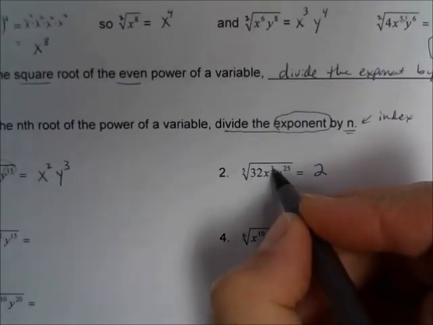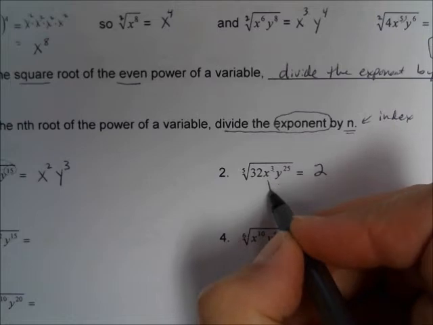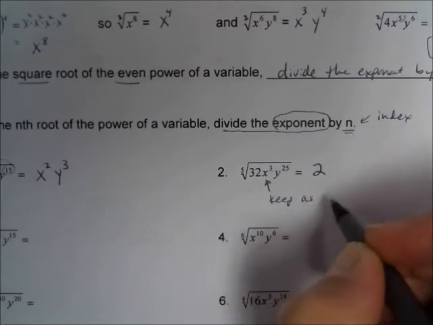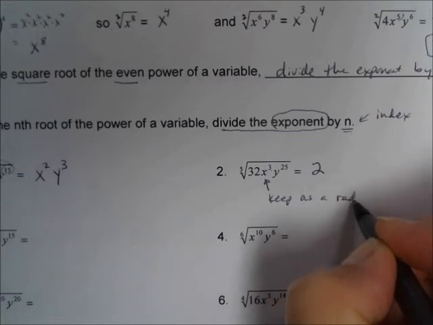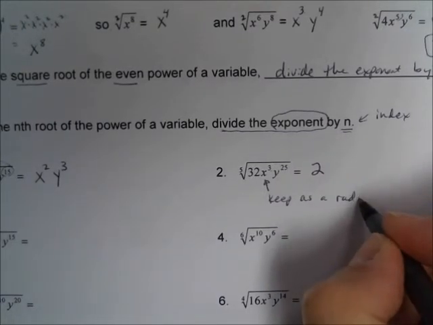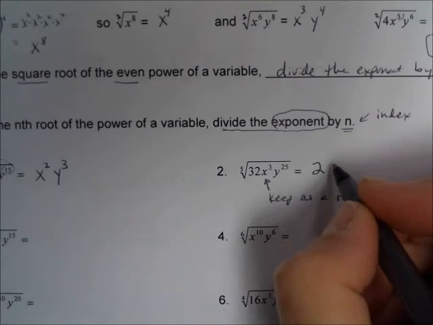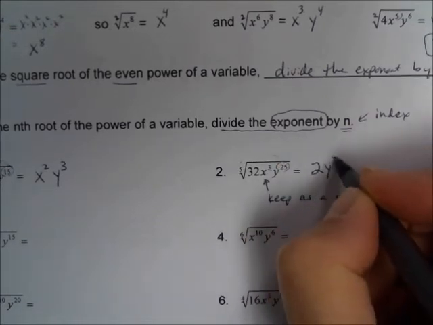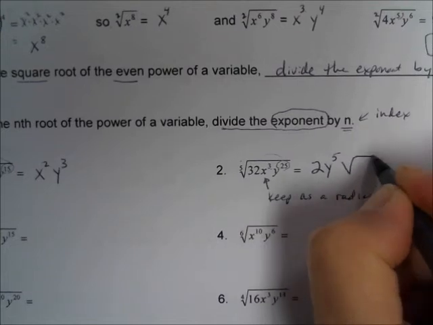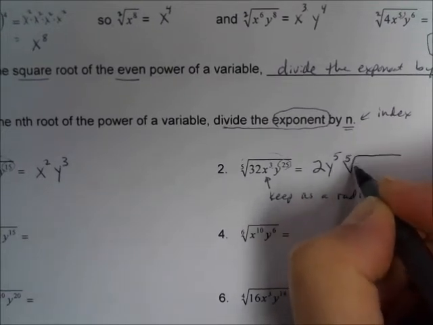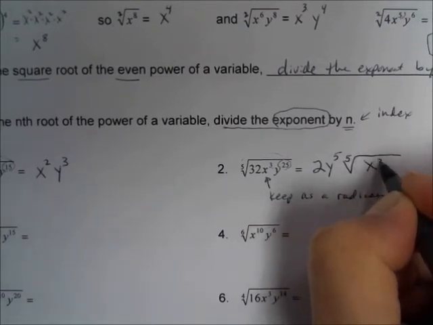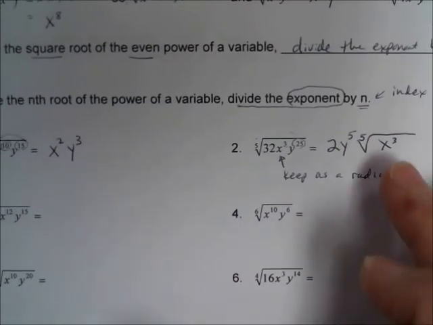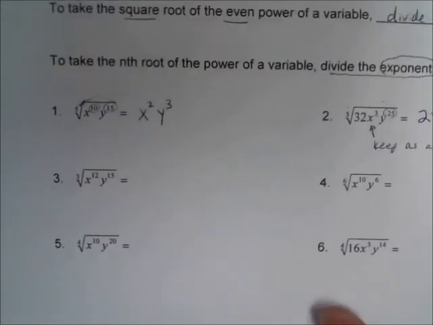Now 3 being less than 5, we're going to keep it underneath as a radicand, because it's too small to divide out by 5. And then 25 divided by 5 is 5, so 2y to the 5th is outside, and then we're going to keep the 5 as the index, and we're going to have an x cubed out here. So sometimes you have to leave the radical like that if you can't divide it out.